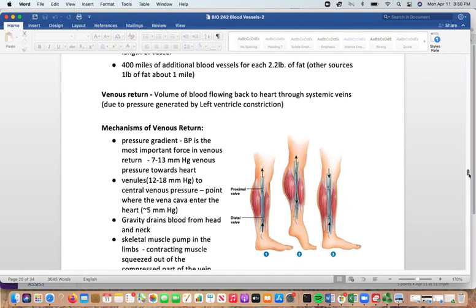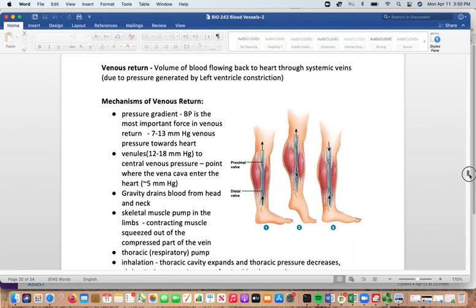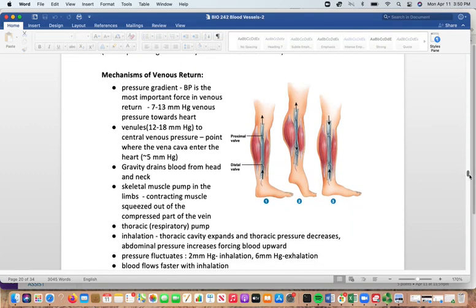So venous return, that's the volume of blood flow going back to the heart through the systemic veins. So this is due to the pressure that's generated by the left ventricle. So there is a pressure gradient, and the blood pressure is the most important force in venous return. There's 7 to 13 millimeters of venous pressure moving towards the heart. In the venules, the pressure is a little bit higher. It's 12 to 18. And then the central venous pressure, where the vena cava enters the heart, is about 5.